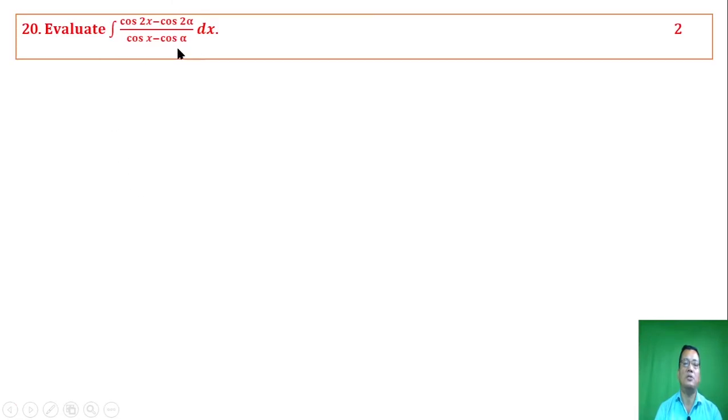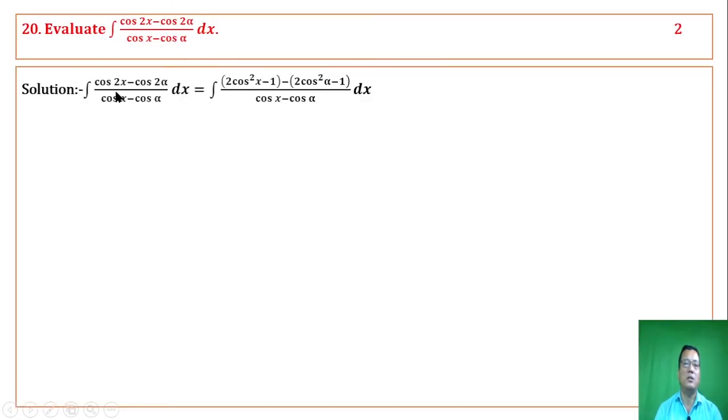Evaluate the value of this integral, 2 marks. Cos of twice x is equal to 2 cos square x minus 1, and cos twice alpha is equal to 2 cos square alpha minus 1. We can factorize and divide, and we have this, whose integral is sin x for cos x, cos alpha is a constant whose integral is x. This is the required result.